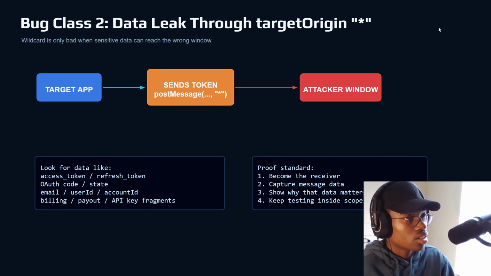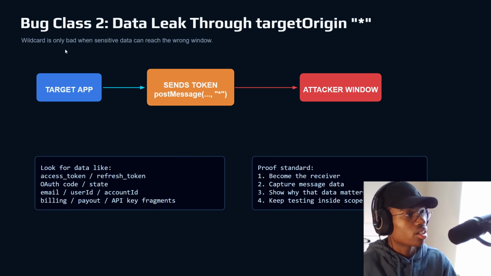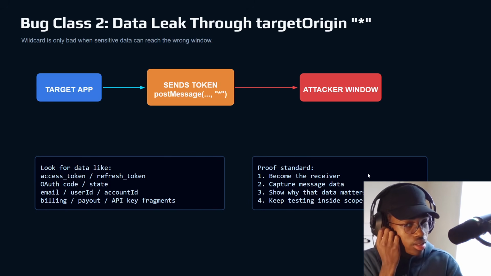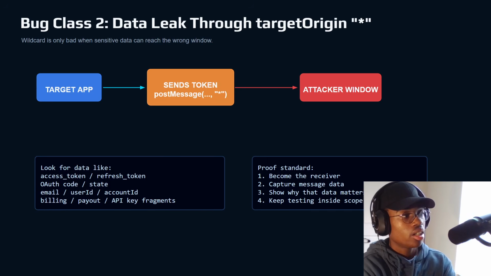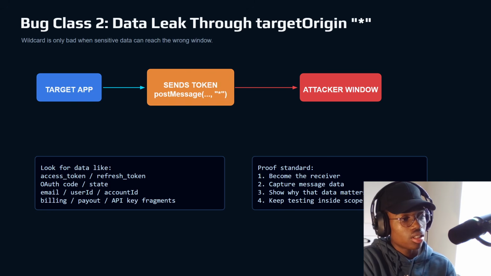But class 2, data leak through target origin. Wildcard is only bad when sensitive data can reach the wrong window. So target app sends token, postMessage, attacker window. Look for data like access token, refresh token, other tokens, emails, whatever. And then proof of concept: become the receiver. Okay, so this is kind of like a reverse. Instead of the usual attacker sending a message, now the target app is sending tokens to the attacker window. So become the receiver, capture message data, show why that data matters. Keep testing inside scope.